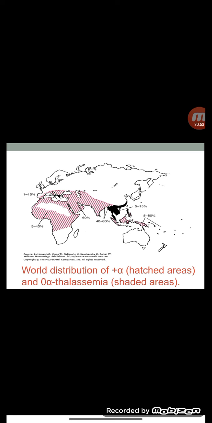Here you can see the prevalence of alpha thalassemia. So you can see a black area in Southeast Asia and Indochina where alpha thalassemia is much more prevalent.